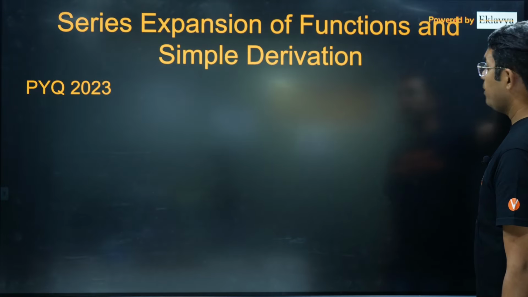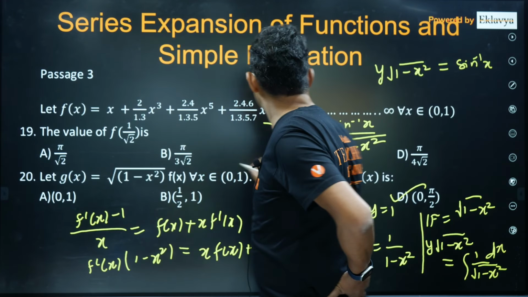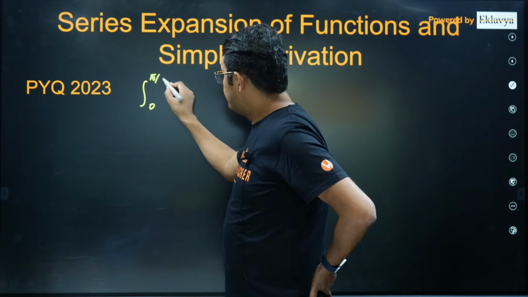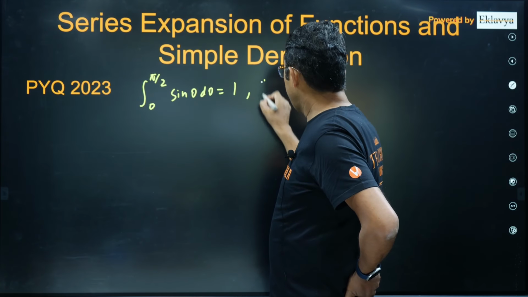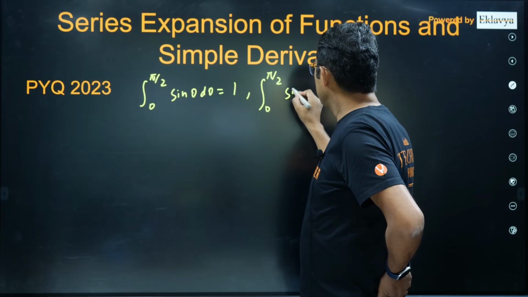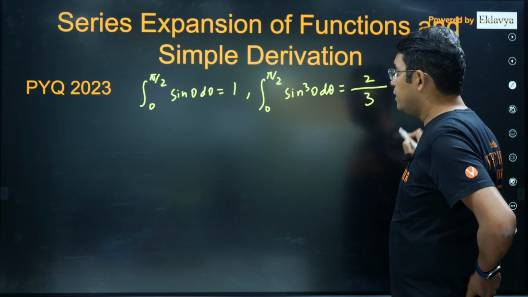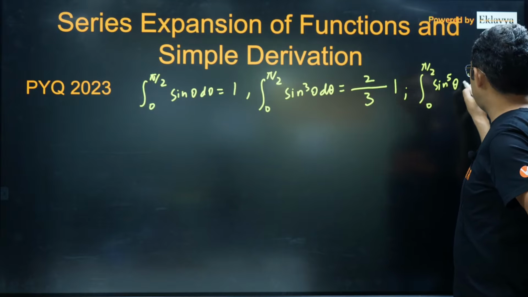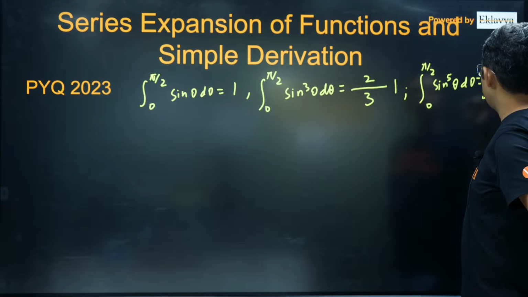Okay, so I am talking about this question. I will be telling you another method. So what is the other method? I was talking about that result: integral 0 to pi by 2 of sine theta d theta, that is 1. If you do 0 to pi by 2 sine cube theta d theta, using that result it is 2 upon 3 into 1. If you take 0 to pi by 2 sine raised to the power 5 theta d theta, it is 4 upon 5 into 2 upon 3 into 1.